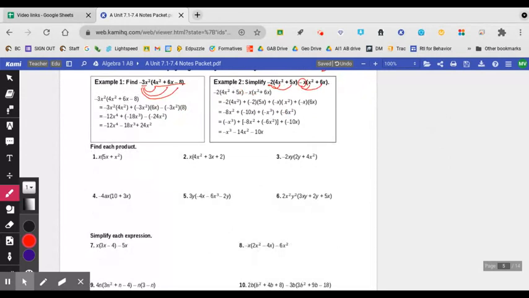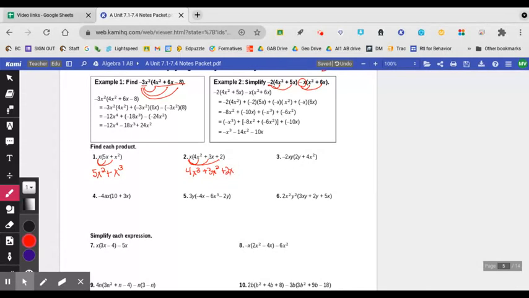So, number 1, I'm distributing the x. So x times 5x is 5x squared plus x times x squared is x cubed. Number 2, I distribute the x. So x times 4x squared is 4x cubed. X times positive 3x is plus 3x squared. And x times 2 is plus 2x.